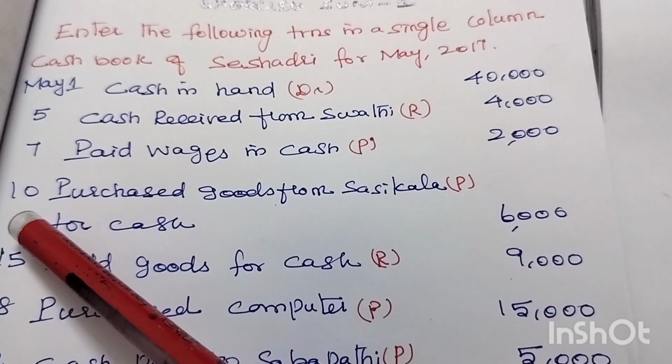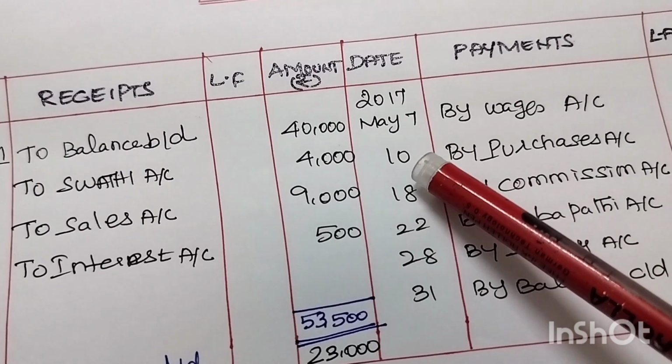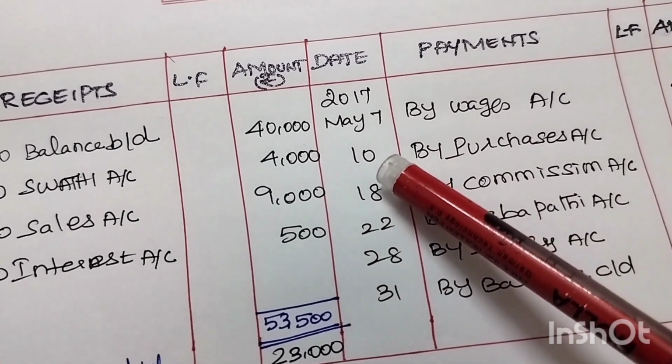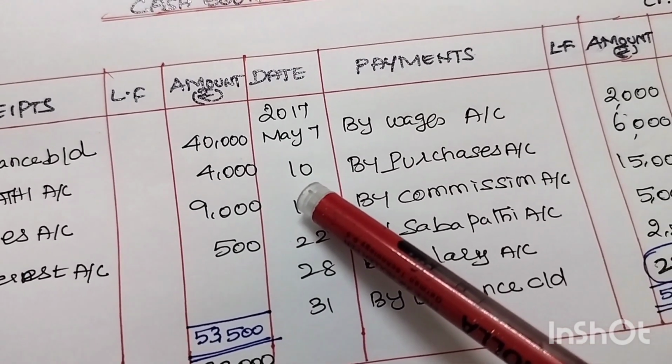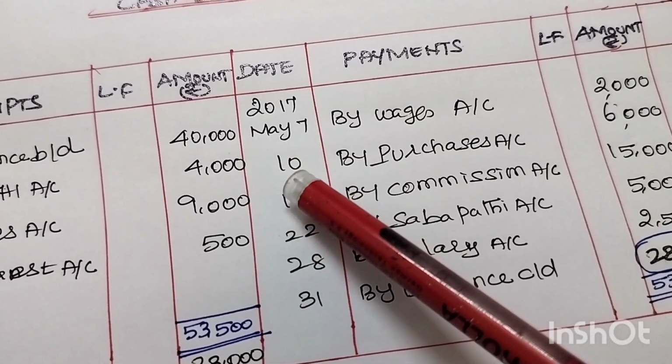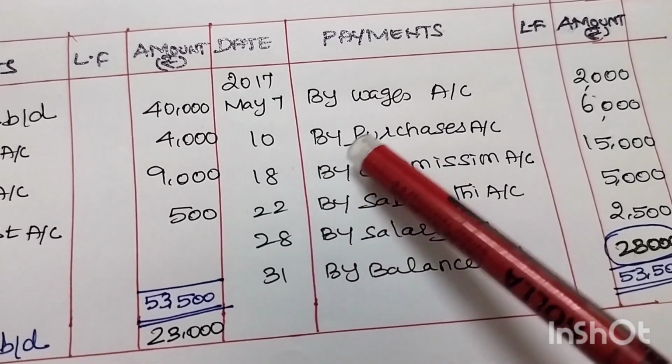What is the date? Dated on 10. Where is the cash account? The cash account is on the credit side because purchases account is debited to cash account. You go to the credit side. What is the opposite account from the cash account? Purchases account.